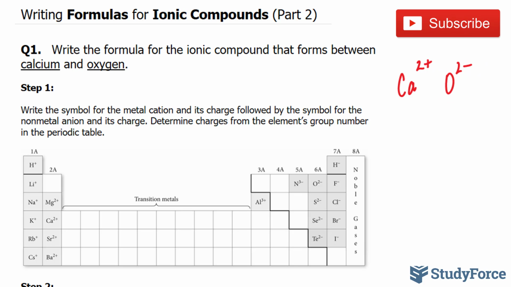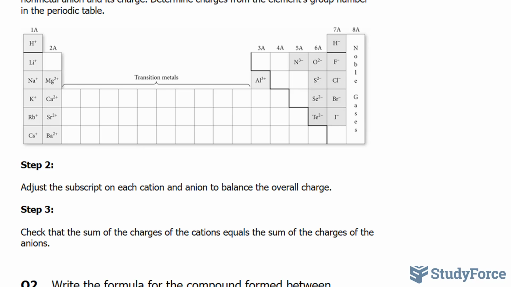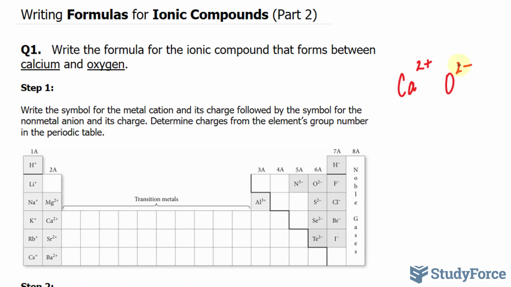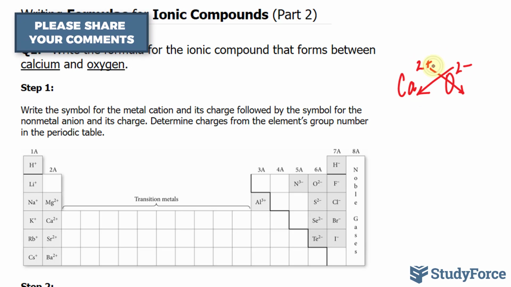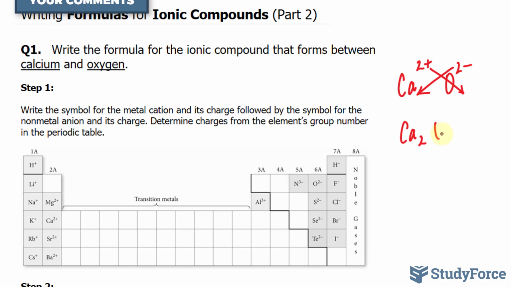In step number 2, what you have to do, according to this, is adjust the subscript on each cation and anion to balance the overall charge. So what you do is you take this 2 and do a crisscross action where this 2 goes here and this 2 goes here. Don't worry about the charge, just worry about the number. So we have calcium, subscript of 2, and oxygen, subscript of 2.